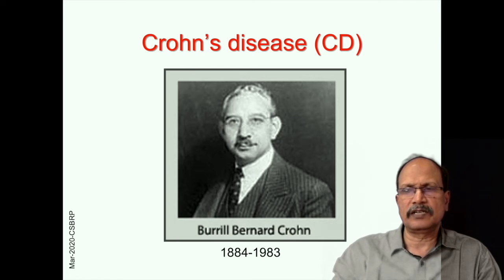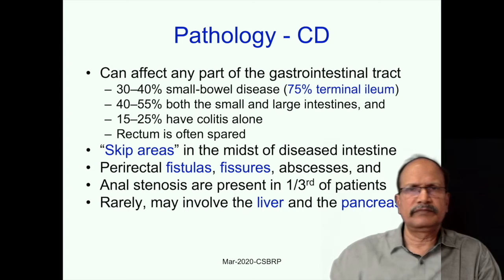Coming to the second disease process, that is Crohn's disease. Crohn's disease is described by Bernard Crohn, and it can affect any portion of the intestine right from the oral cavity to the anus. Most commonly it is the terminal ileum that is involved, and the important feature of Crohn's disease is skip areas. That means there are involved areas of the segment. In between the involved areas, the intestine may appear absolutely normal.